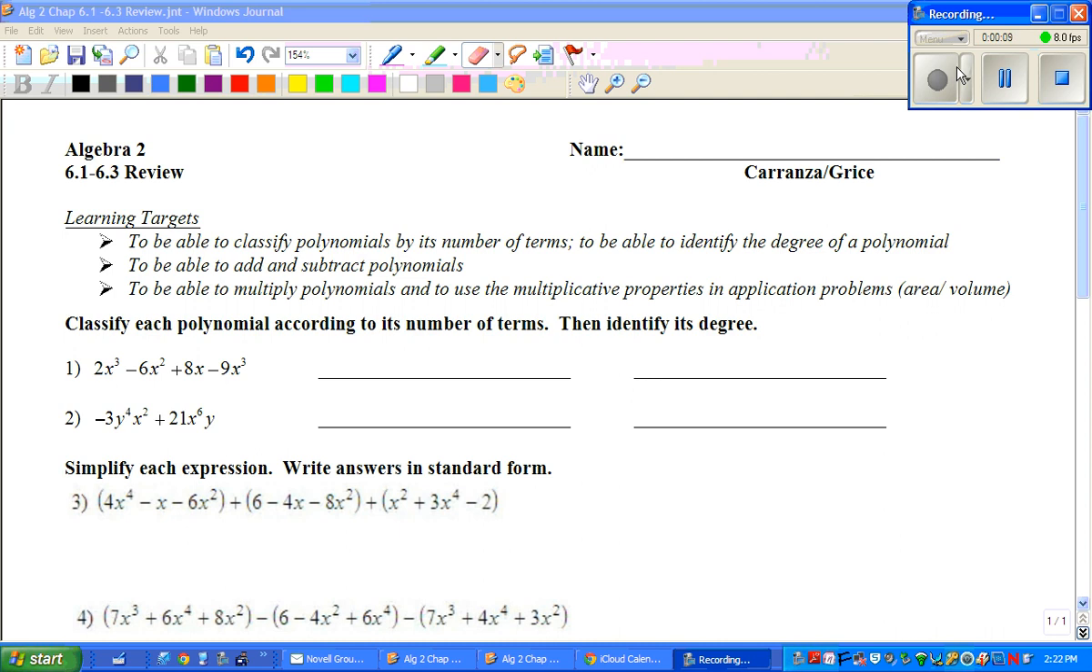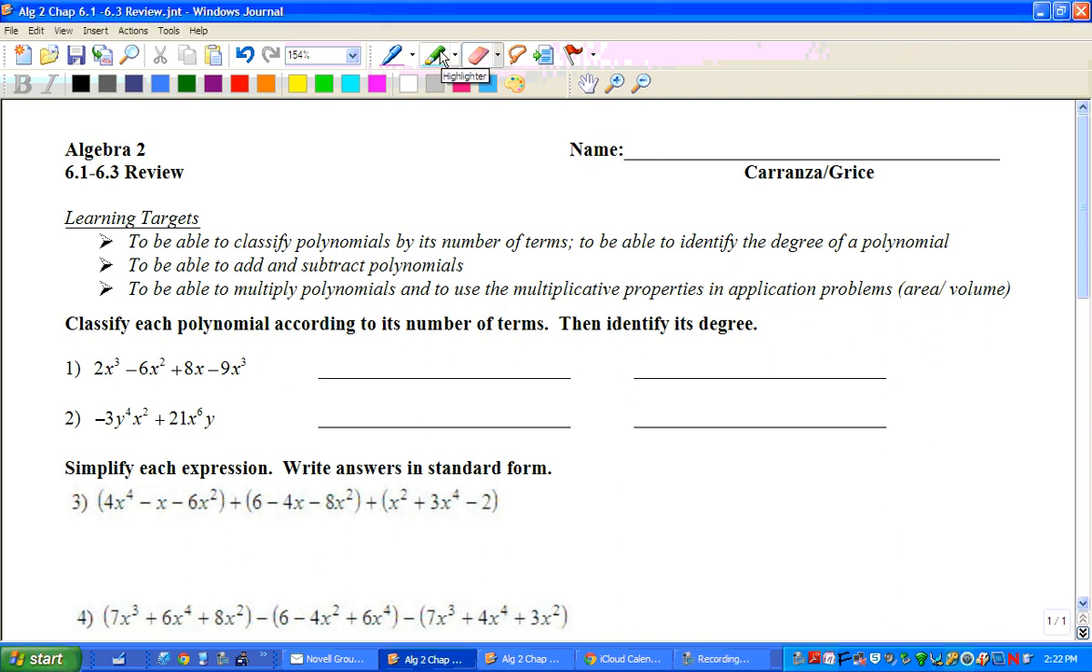Our learning targets today are to be able to classify polynomials by its number of terms, to be able to identify the degree of a polynomial, to be able to add and subtract polynomials, and to be able to multiply polynomials and use the multiplicative property in application problems, talking about area and volume. So, let's go ahead and get started.